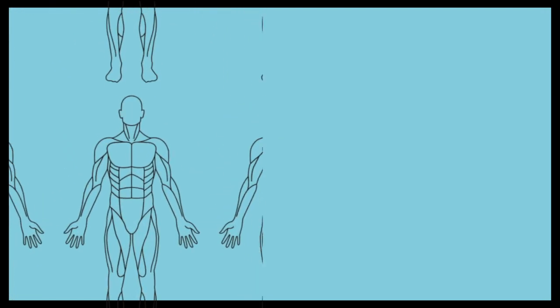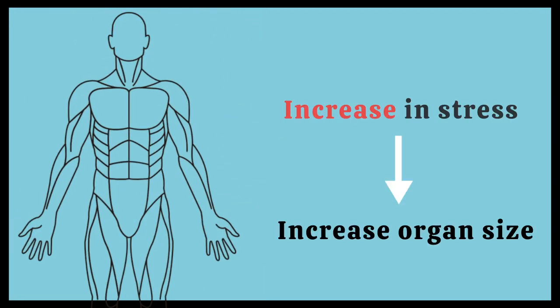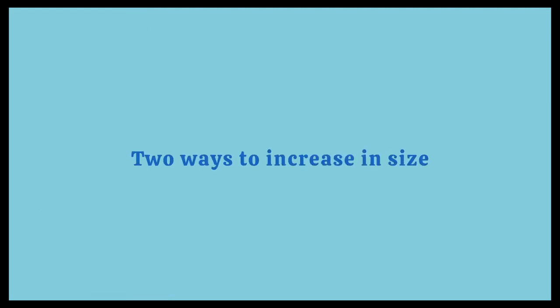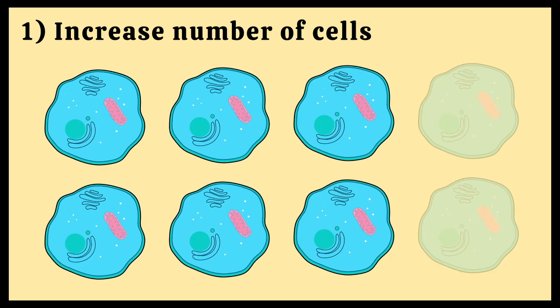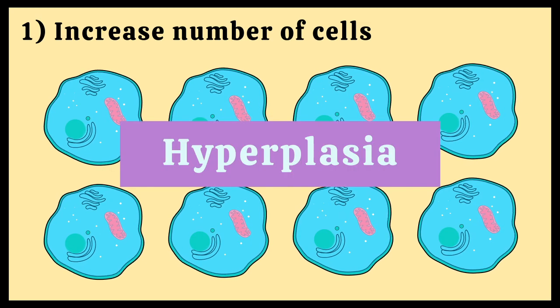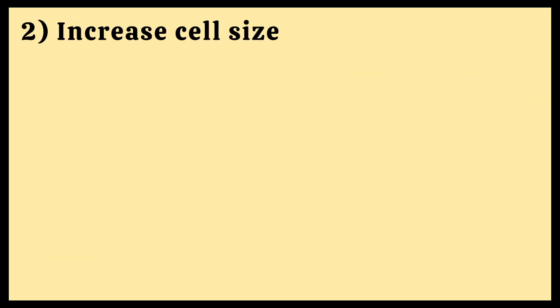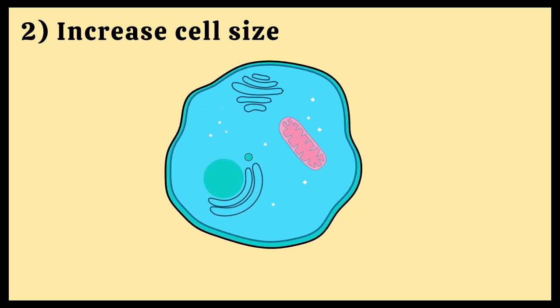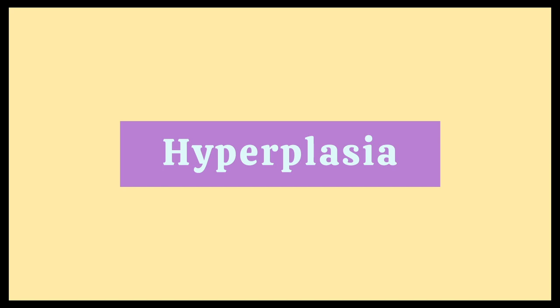One of the ways the body adapts to an increase in stress is by increasing its organ size. There are two ways a cell can do this. It can either increase the number of cells, which is called hyperplasia, or it can just make each cell bigger, which is called hypertrophy. Let's talk about hyperplasia.